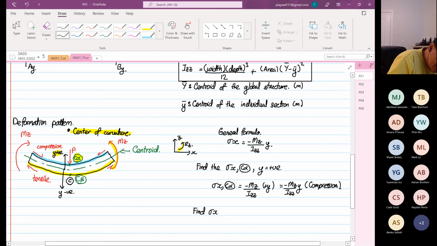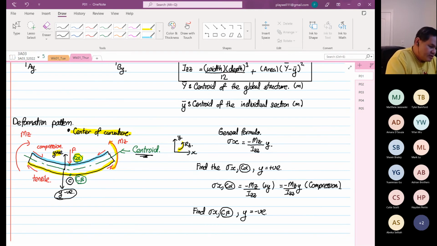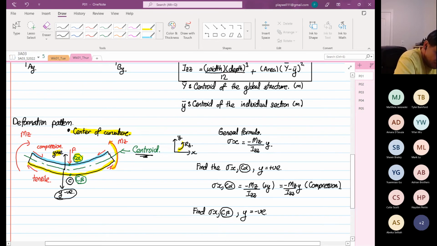stress X of C beta, point C beta. And now we know y is equal to what? Negative. Why is it negative? Because relative from the centroid, point C beta is pointing away from the center of curvature. So that's why y is negative.